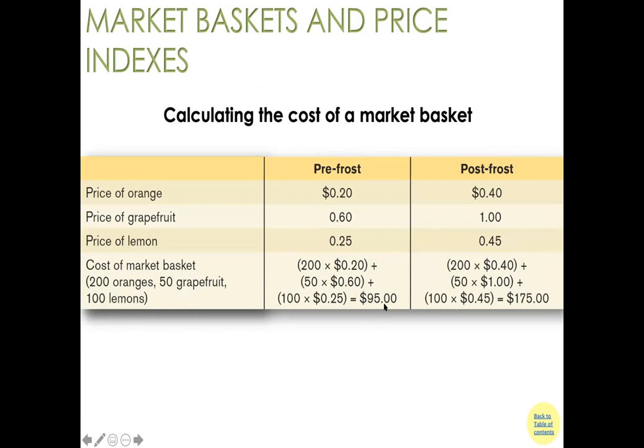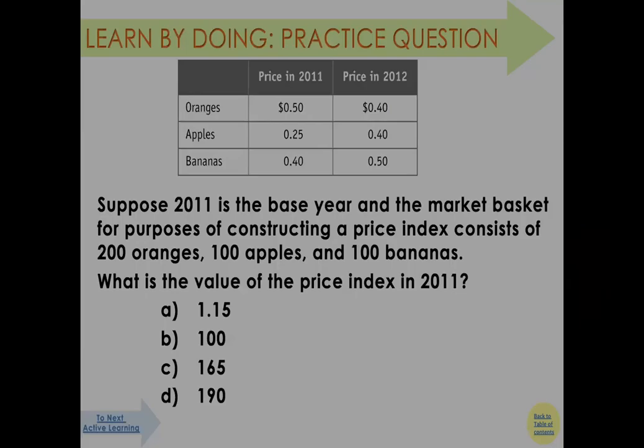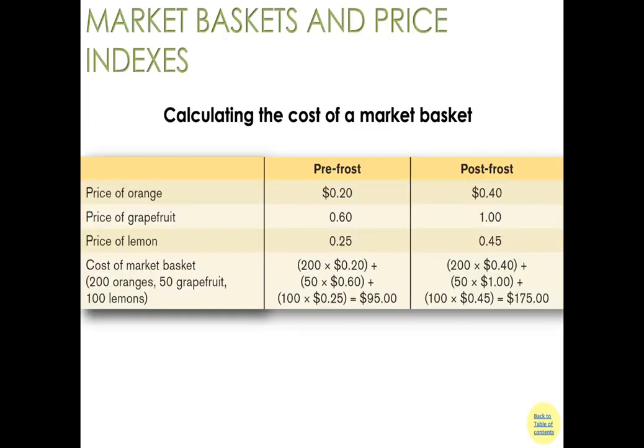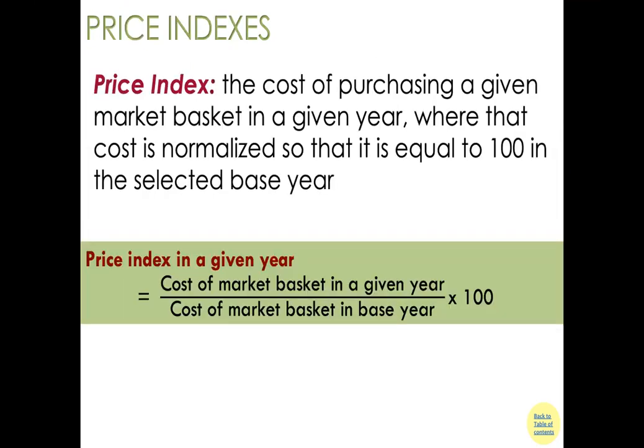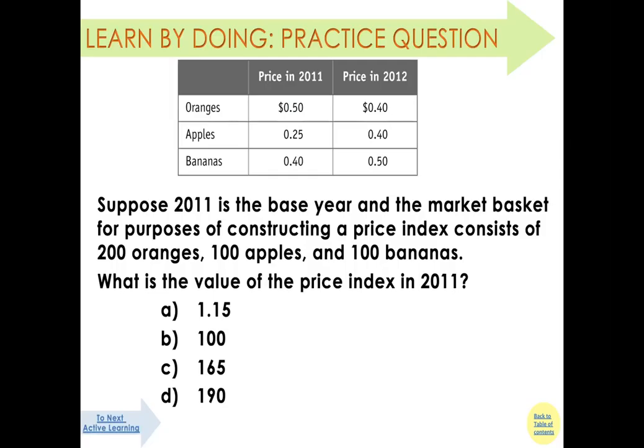That gives 100. Now, if you're interested in the price index in post-frost, I'll use 175 divided by 95 times 100. All right, so we end up with something close to 200. Okay, now let's look at examples to understand what we just learned.